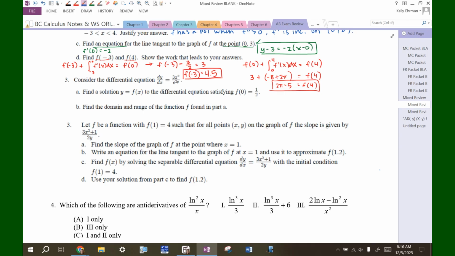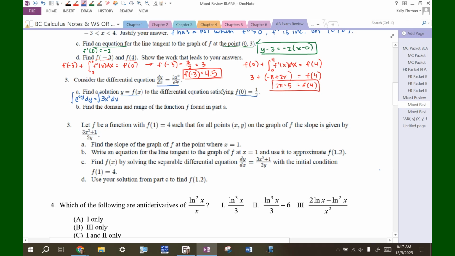All right, look at number 3 here. We have a differential equation, dy dx equals this. Find a solution y equals f of x to the differential equation satisfying f of 0 equals 1/2. This goes back to chapter 6. We're doing separate, integrate, celebrate. So I need to separate, first of all. It's going to be e to the 2y times dy equals 3x squared dx.